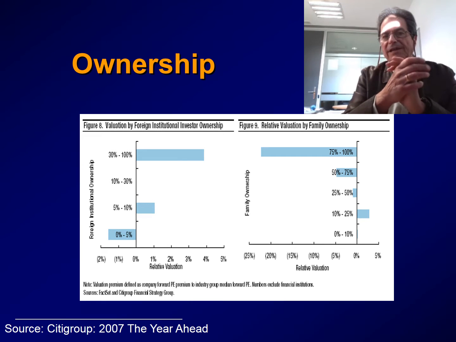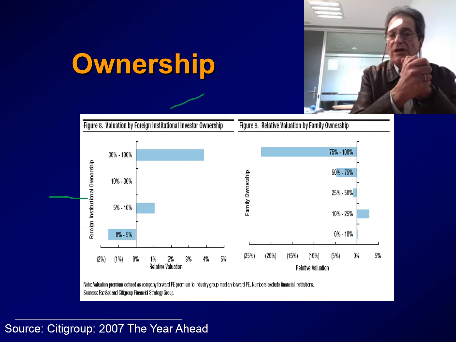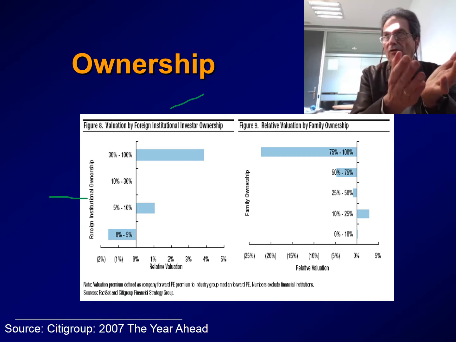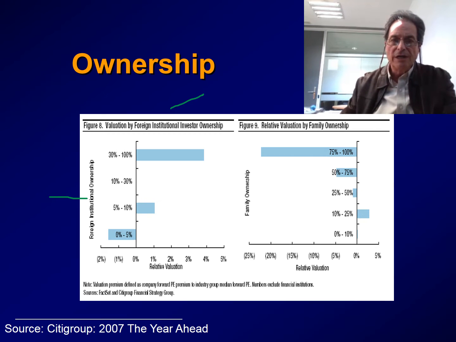Another important topic is ownership, and this refers mostly to emerging market companies. It has been found that when we have a company in an emerging market which has a substantial portion of its stock in the hands of foreign institutional investors, this is a good thing for the company. The price of the stock tends to be higher, as it is shown in this bar here.